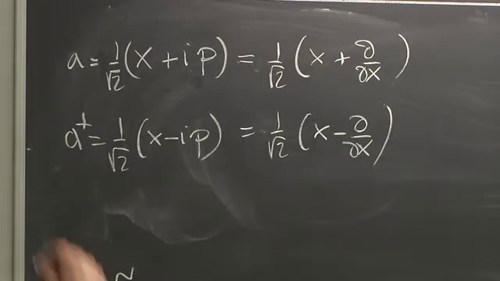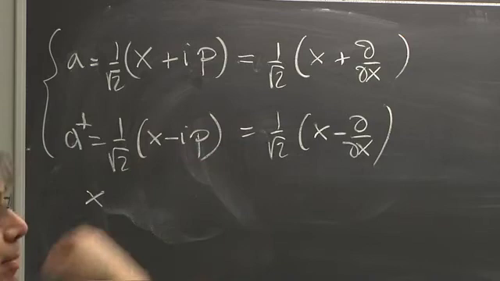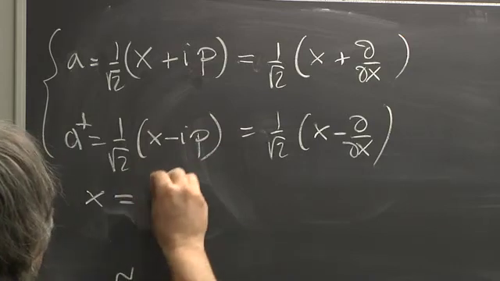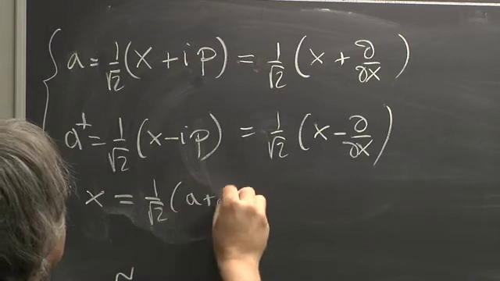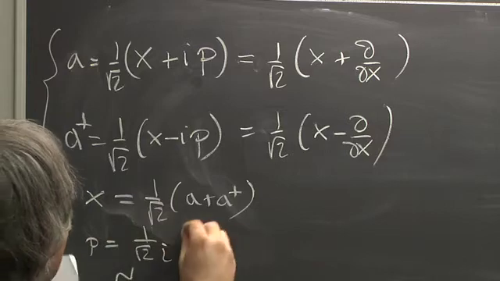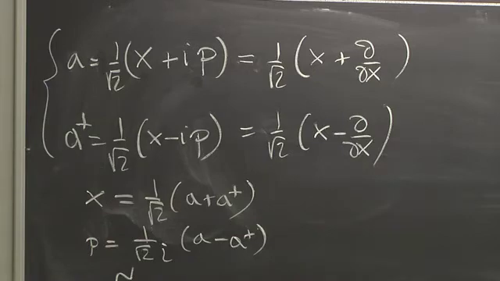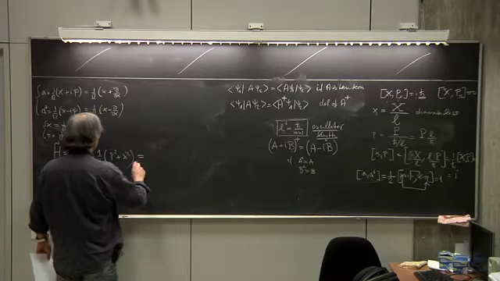Okay. Obviously, you can invert these two relationships. You can obtain X and P as a function of A and A dagger. Just sum or subtract the two, and you will immediately get that X is 1 over square root of 2 times A plus A dagger, and P is 1 over square root of 2 times i, A minus A dagger. Okay? If you use this, you square and you sum, you can obtain the Hamiltonian. Okay? I'm sure that you have seen this algebra. Okay? Let's see, very quickly.